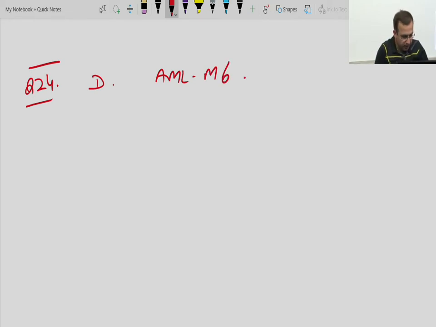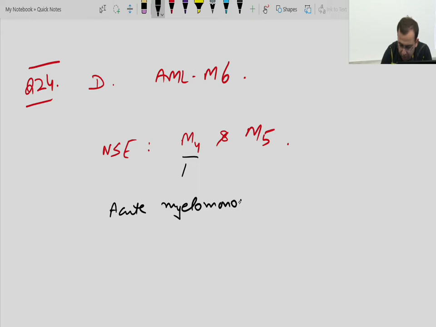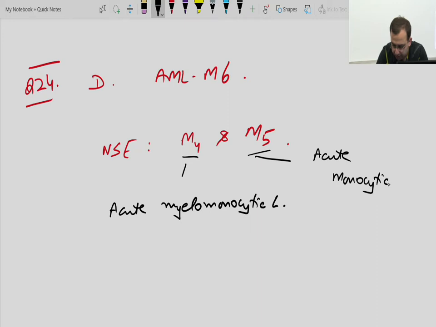Now let us see this in detail. Non-specific esterase, NAC, is a cytochemistry for monocytes. So obviously this is positive in M4 and M5. M4 stands for acute myelomonocytic leukemia, whereas M5 stands for acute monocytic leukemia. So obviously NAC is positive in both M4 and M5.